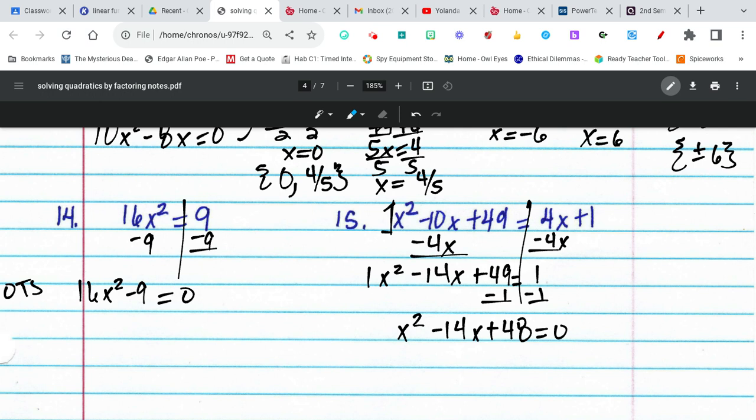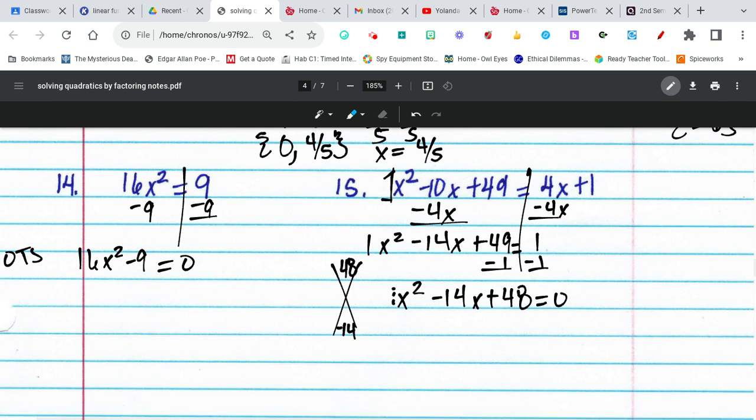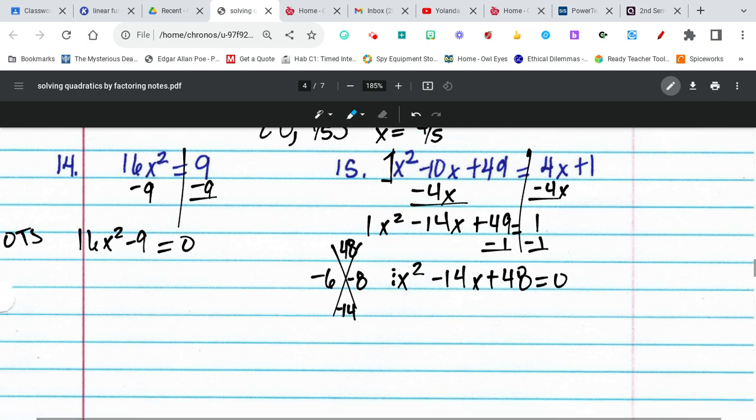Now I'm able to work this, and I got this easy one. It's an understood one. So I'm going to use the easy x. Now what gives me 48 when I multiply and negative 14 when I add? Let's go with negative 6 and negative 8. Negative 6 times negative 8 is positive 48, and negative 6 plus negative 8 is negative 14. So I can factor this with these being my factors.